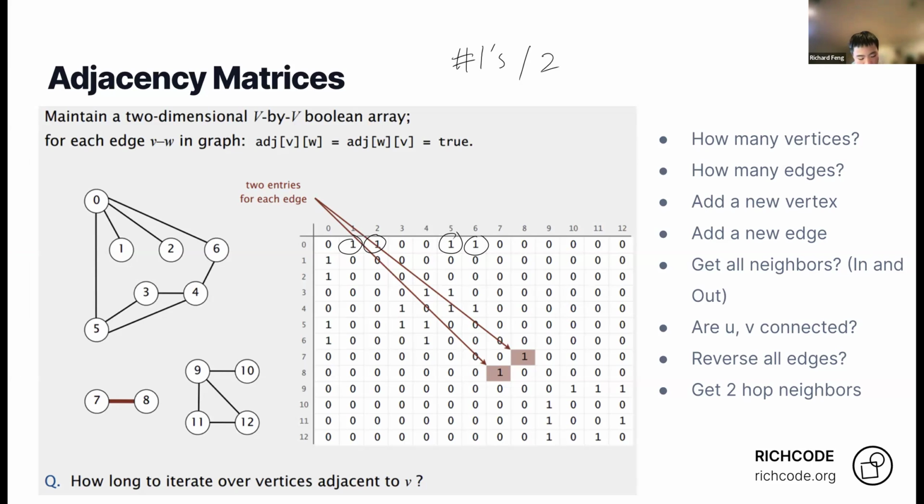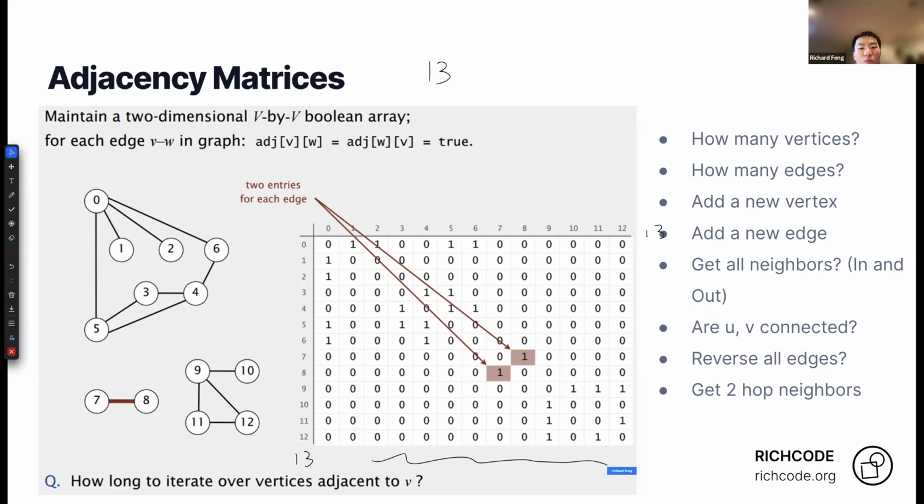How about the next one? What should we do to add a new vertex to this matrix? Let's say we want to add vertex 13. Yeah, exactly. We just add a row and column. So it doesn't matter what any of this is. Yeah, increasing the size. How about adding a new edge? Don't overthink this one. Yeah, just change a 0 to a 1. That's how we create a new edge.